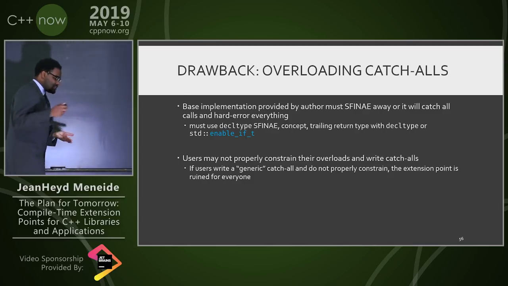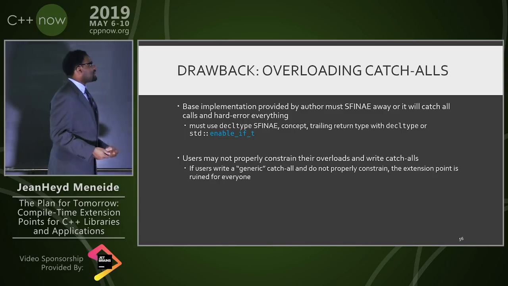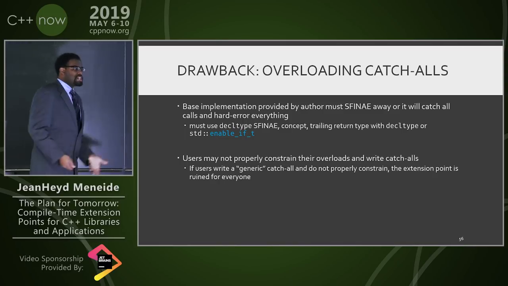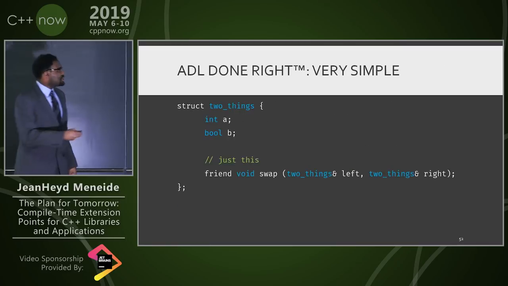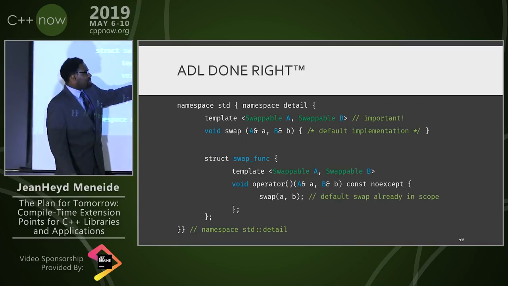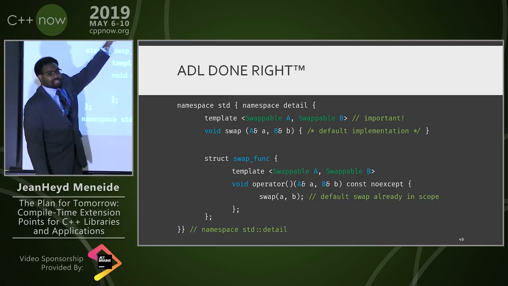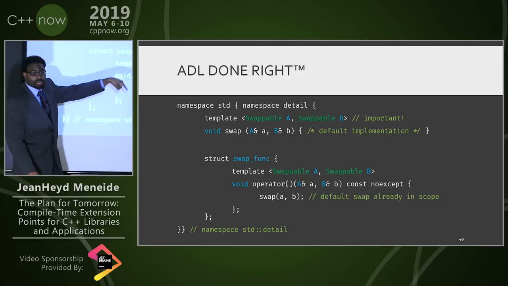Problems with this: ADL and overloading in general. The base implementation, right? So we defined swap, and as you see here, we had to specifically use concepts to make sure that this implementation was constrained. And we had to make sure that our base implementation was also constrained, similarly.